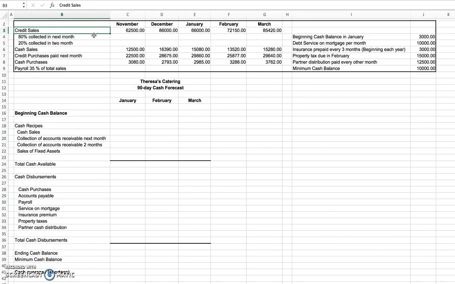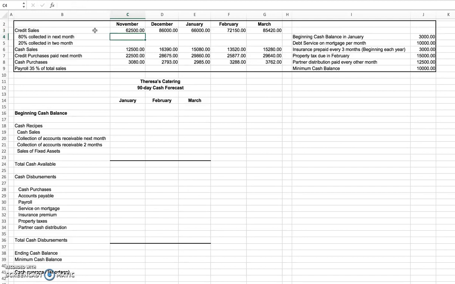So we have our credit sales from November to March. Keep in mind some of these numbers might be actual, some of them might be estimates, but regardless, we have these figures and we're going to use them to create a 90-day cash forecast. Now with our credit sales, it's important to note that we don't actually receive this amount of cash in November, because this is just credit.